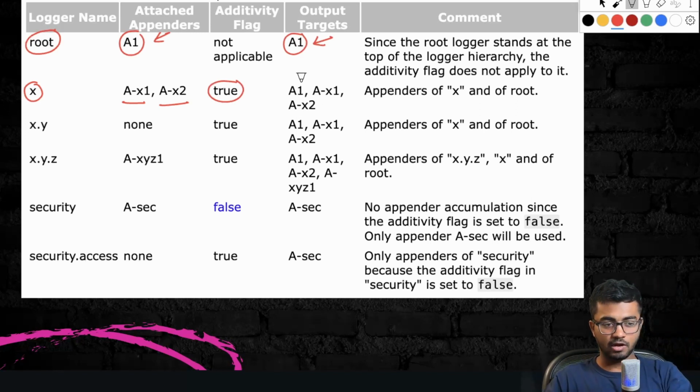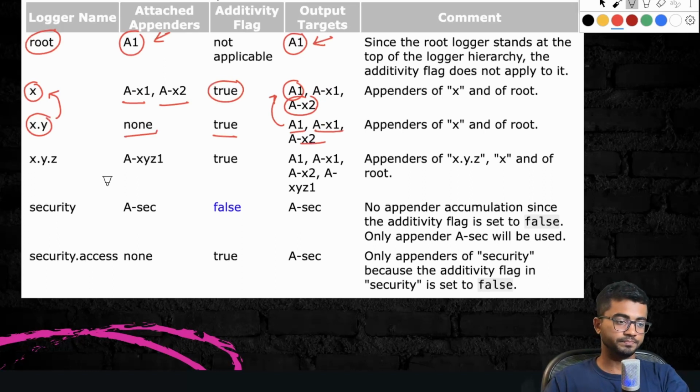So the three output targets in this case will be A1, AX1, and AX2, right? That should be clear. Then we have X.Y as a logger. X.Y is a child of X. It doesn't have any appenders, but its additivity flag is true. That means it has to honor all of the targets that its parent had. That means it will be the same as this case, A1, AX1, and AX2.